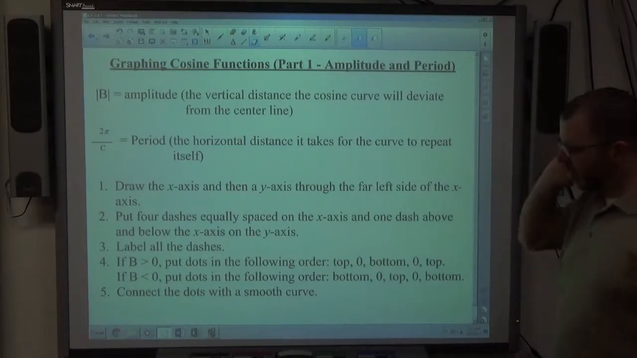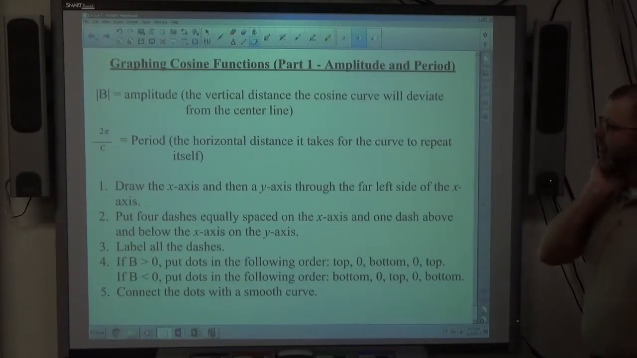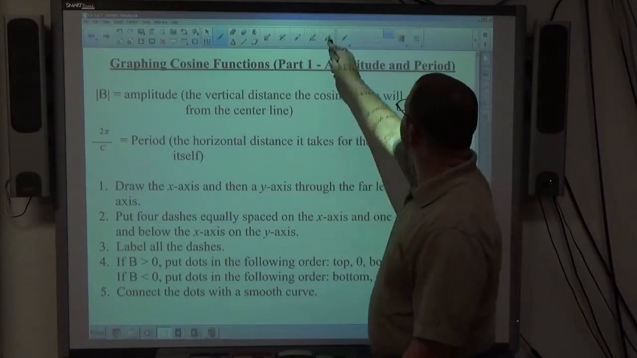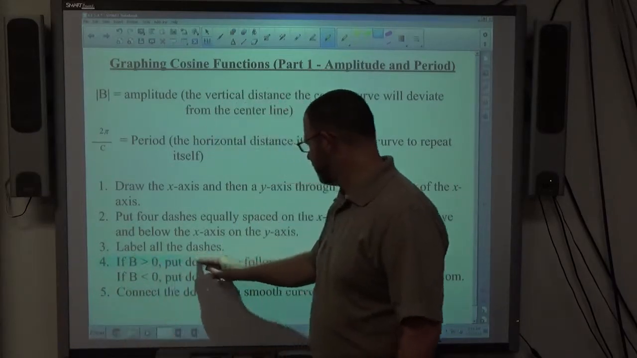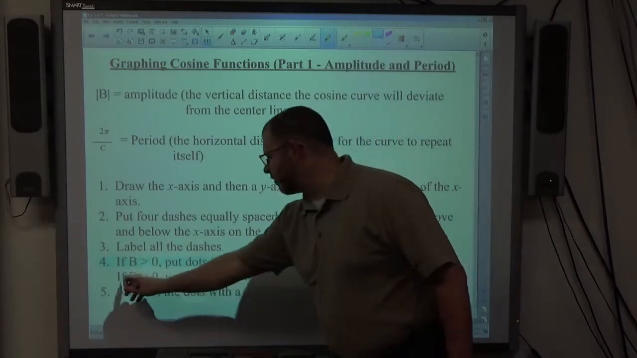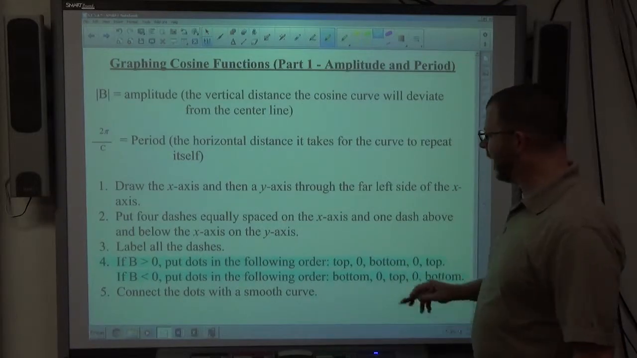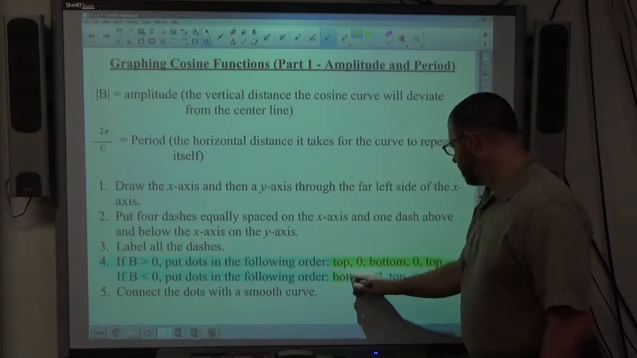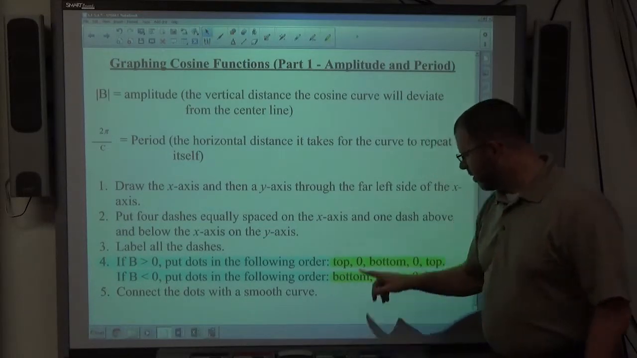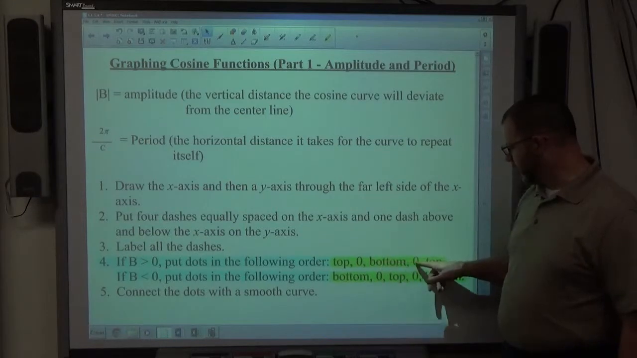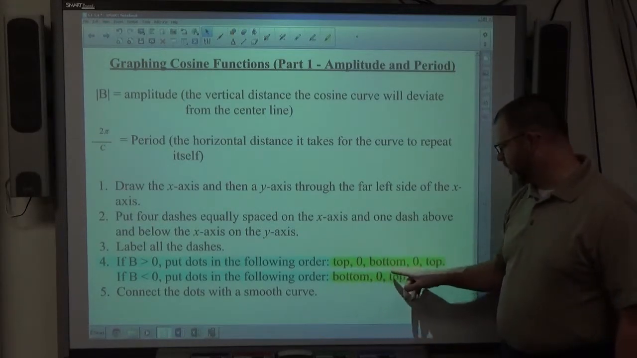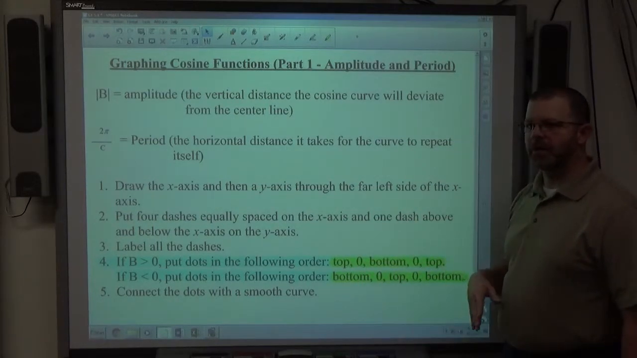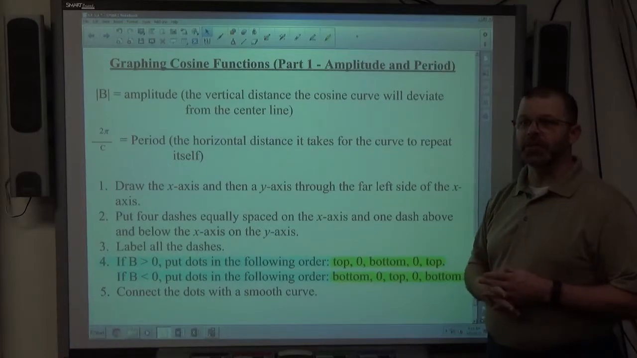All right, cosine functions is the topic of the day, and everything on this sheet is exactly the same as the sine sheet, except for line 4. And the specific difference has to do with the order of dots. So if we focus on the green highlight here, on the sine it was 0 top, 0 bottom, 0, and for this it was 0 bottom, 0 top, 0. Now we're starting at top or bottom, and then going to 0, and then switch to bottom or top. So basically the starting point of cosine is different than the sine, but they're the same graph.